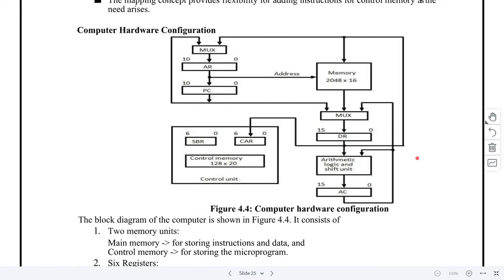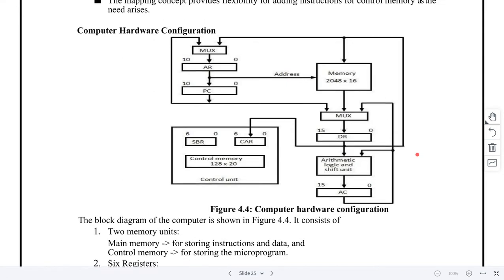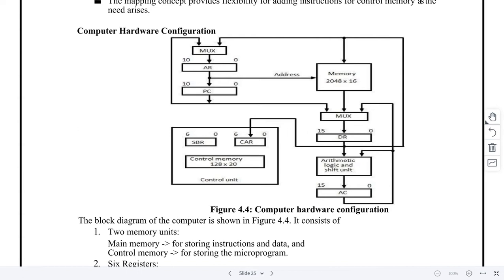2048 means 2 to the power of 11. So each address consists of 11 bits. That's why the AR and PC registers consist of only 11 bits, 0 to 10. Here we have represented them as 0 to 10 bits. And each word consists of 16 bits.